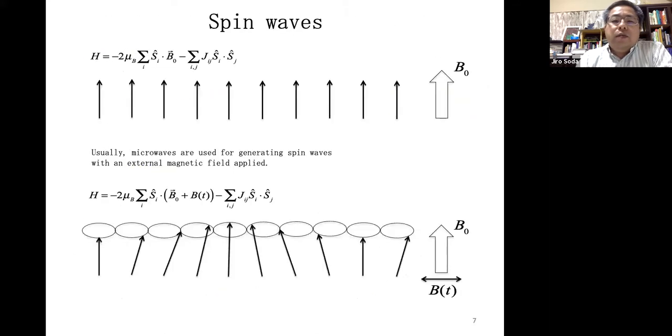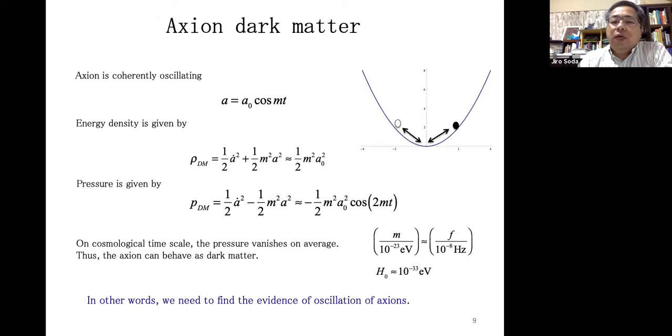As I said, usually this magnon is excited by the microwave, but instead of microwave, we can use the axion, because the axion is coherently oscillating with this quadratic potential. So in that case, the energy density is given by this formula, which is almost constant. But the pressure is given by this. Here we have a minus sign. So because of this, we have the oscillating pressure here.